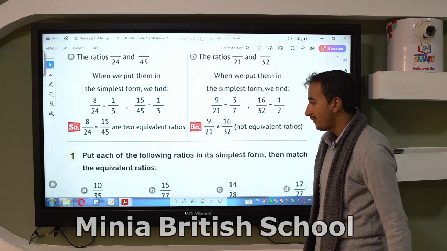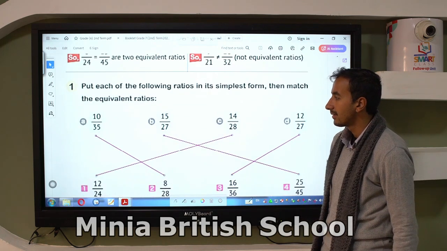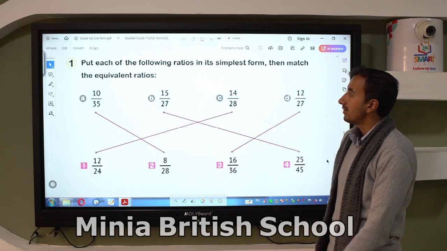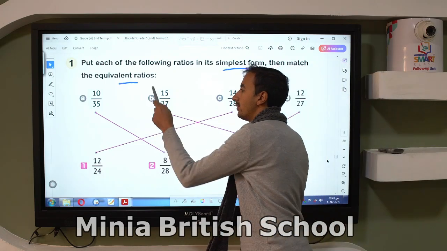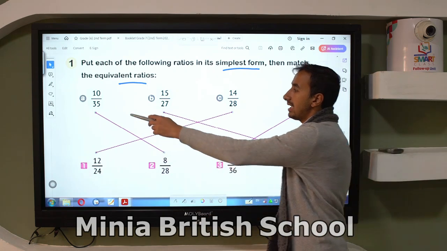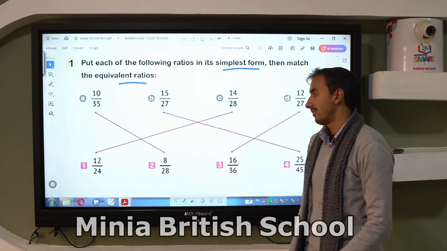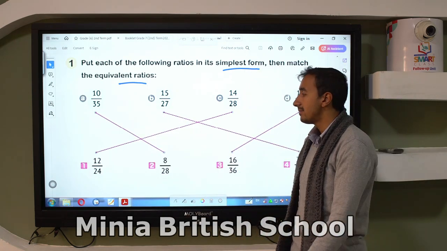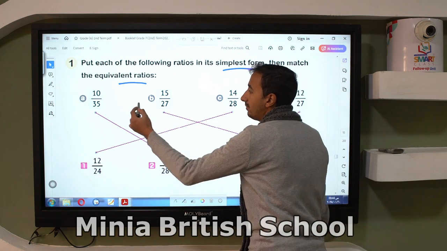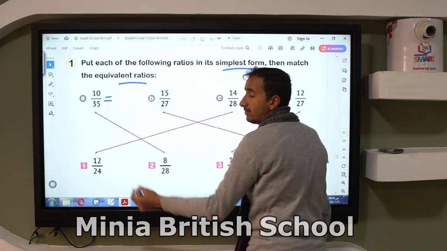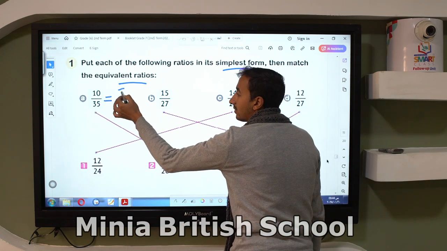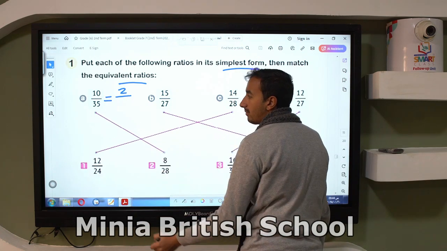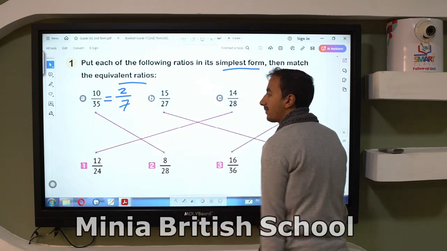Okay. Now put each of the following ratios in the simplest form, then match the equivalent ratios. Here we have the ratio 10 to 35. I can represent 10 to 35 in the simplest form. These two terms are divisible by 5. 10 divided by 5 is 2, and 35 divided by 5 is 7.